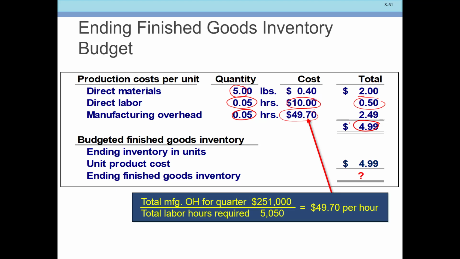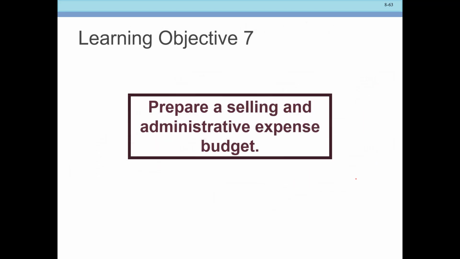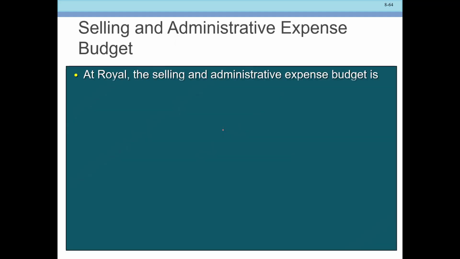Right. The budgeted finished goods inventory is the ending inventory in units that we have, and we will get it from the production budget, the end of the quarter. I will multiply it by 4.99, so the ending finished goods inventory is 24,950. The next step: we finished the production cost budget. Then I will move to the operating cost budget, the selling and administrative expense budget.